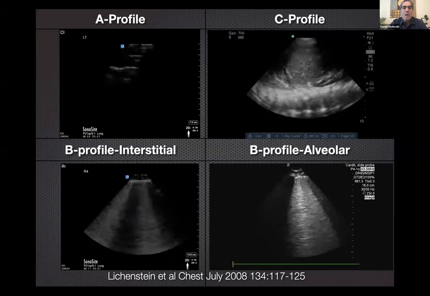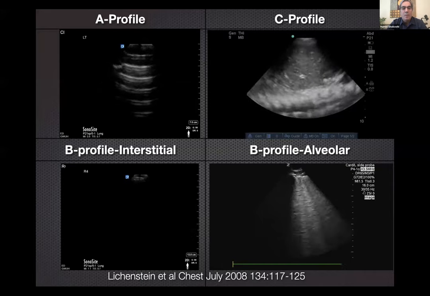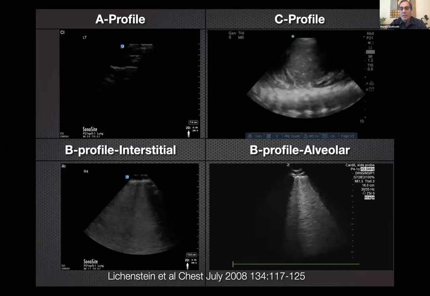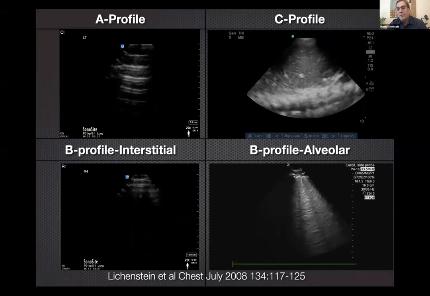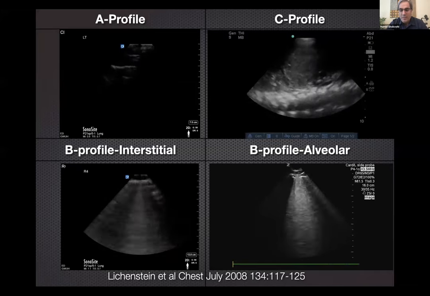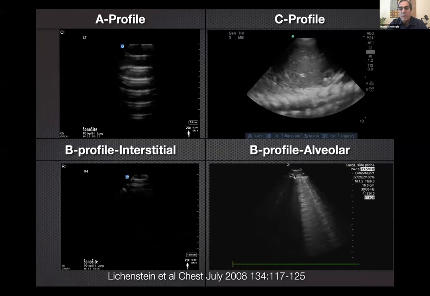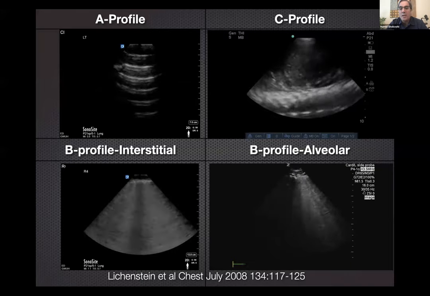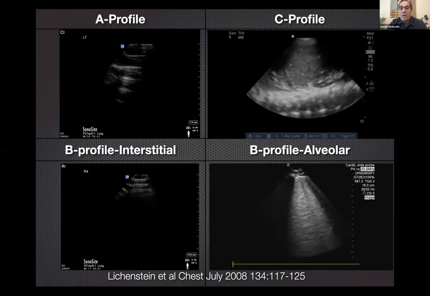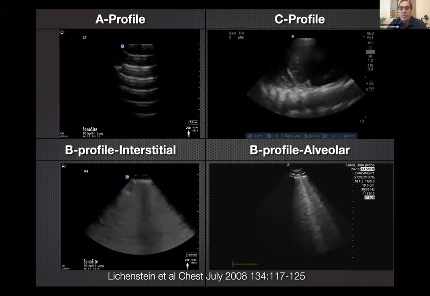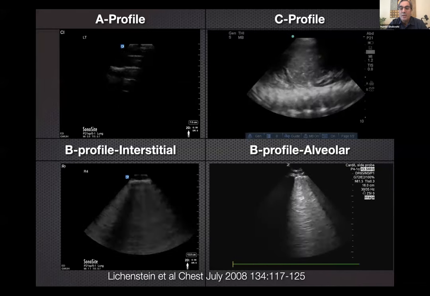And at the bottom of this screen, you see two pictures. I put one interstitial, one alveolar. This is an important distinction. The ones that are coming from heart failure and the ones that come with pleural effusion, those are to the right side of the screen, where you can see the alveolar picture. Those have a pleural line that is more smooth. And the picture of the actual B line is different.